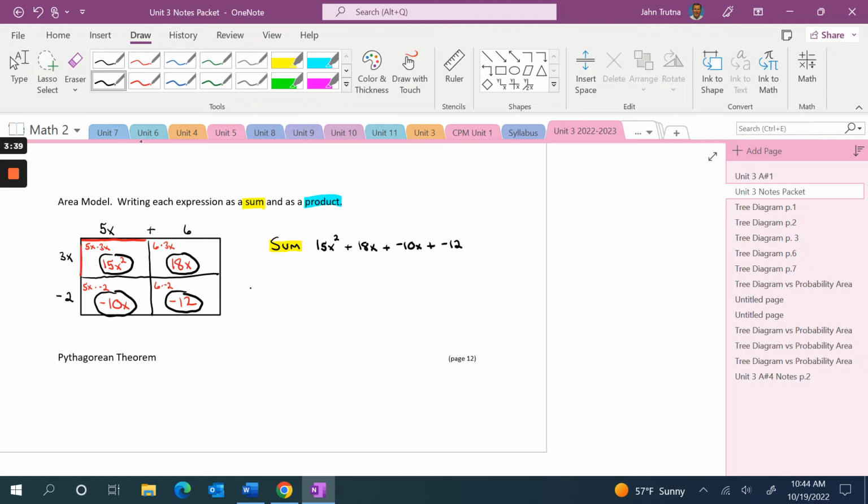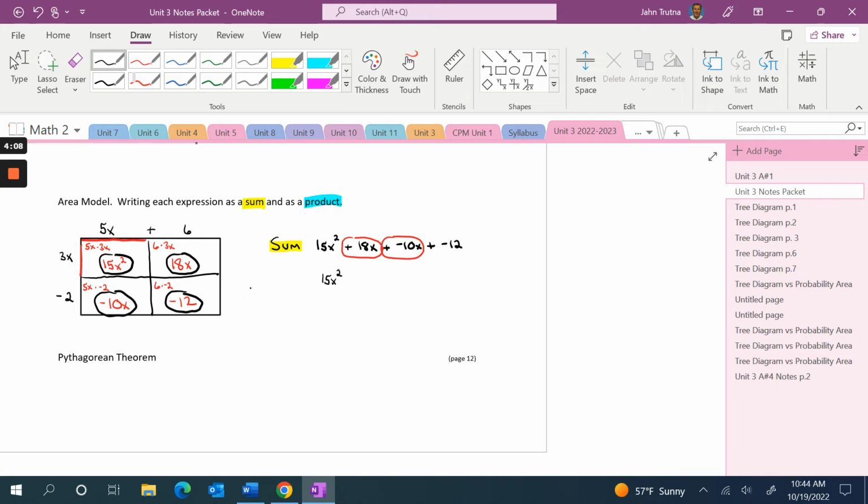Now that would be your answer for the sum if there's nothing that could be combined, like terms. But you can see that I have this positive 18x. It is a like term with that negative 10x, so I want to combine those two together. So the actual sum of my area model in simplified form, and it's not correct unless it's in simplified form, would be the 15x squared.